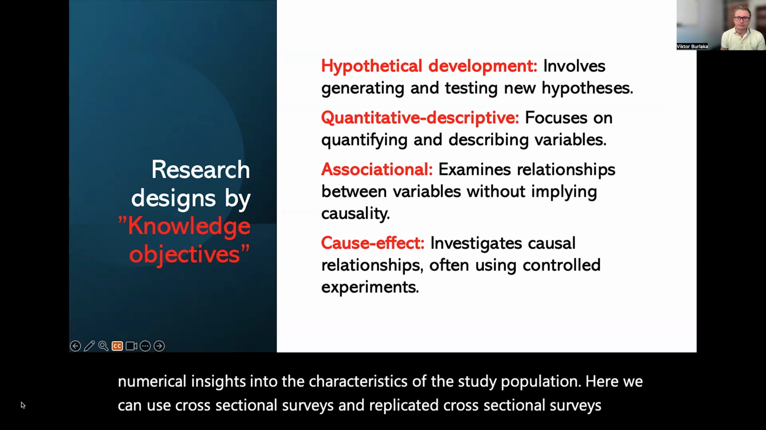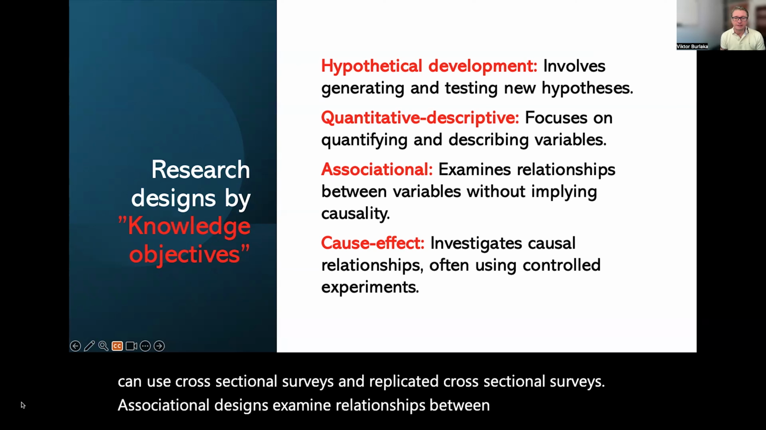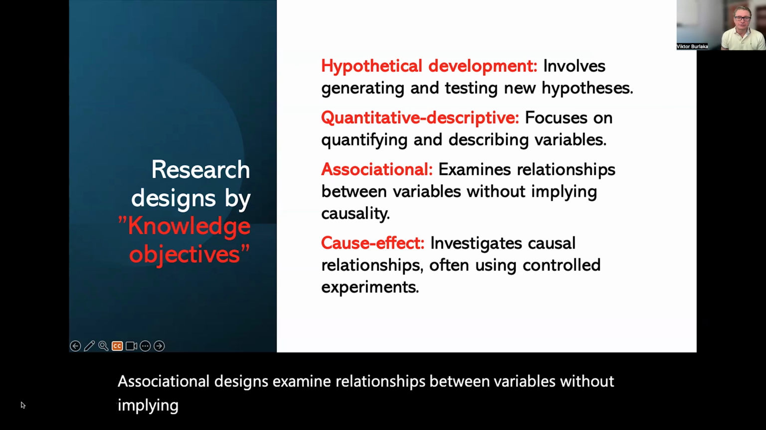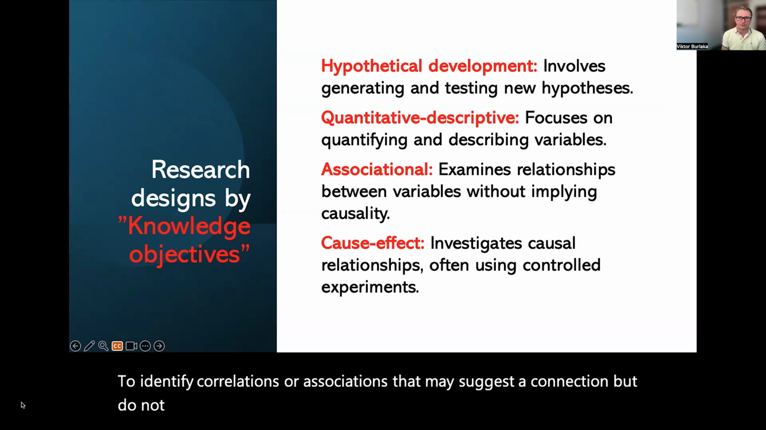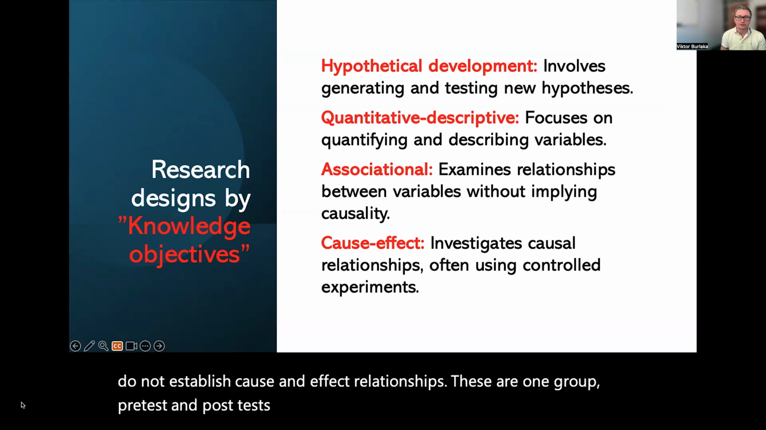Associational designs examine relationships between variables without implying causality. They are used to identify correlations or associations that may suggest a connection but do not establish cause and effect relationships. These are one group pre-test and post-test and statistic group comparisons.